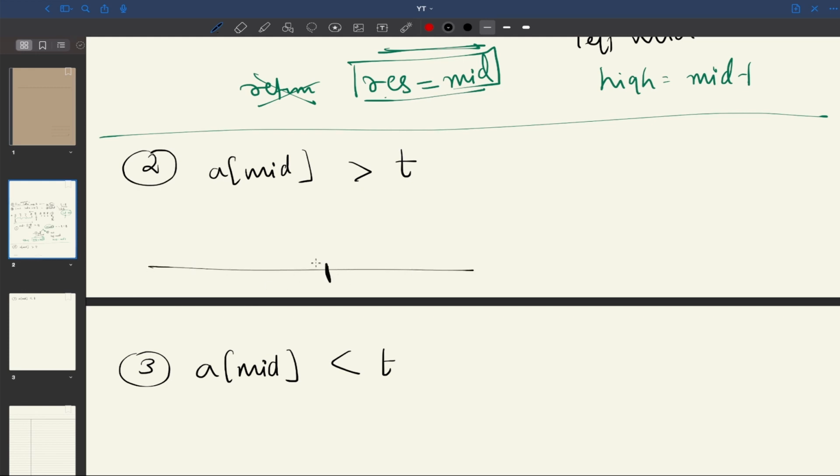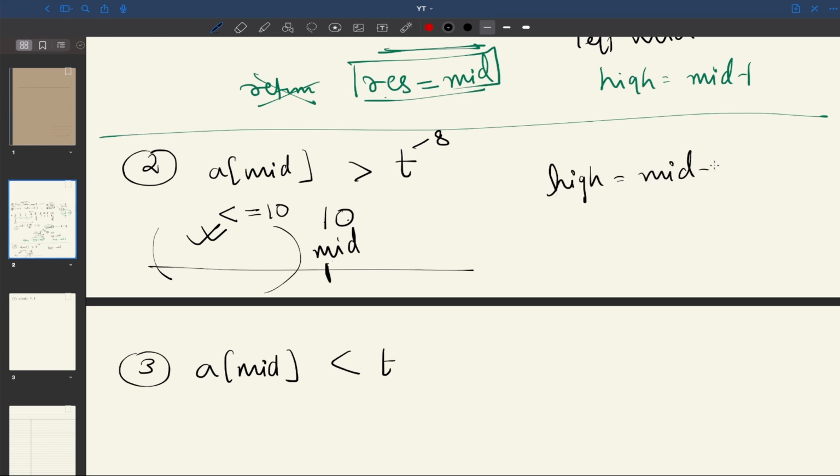Suppose this is your mid. Whatever value you are finding, suppose this value is 10. Let's take an example, and the target value is 8. If your a of mid is 10, it's greater than target. Where are you going to search? In this part, correct? Because these are the values less than or equal to 10. What does that mean? Changing your high equal to mid minus 1. This is exactly what you do when you are doing a standard binary search. Am I right? Yes.